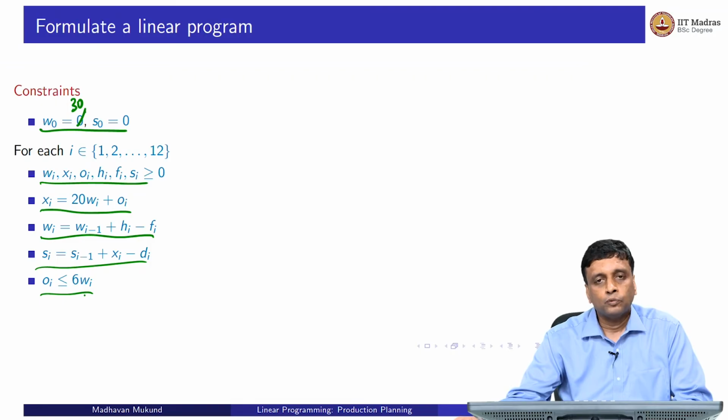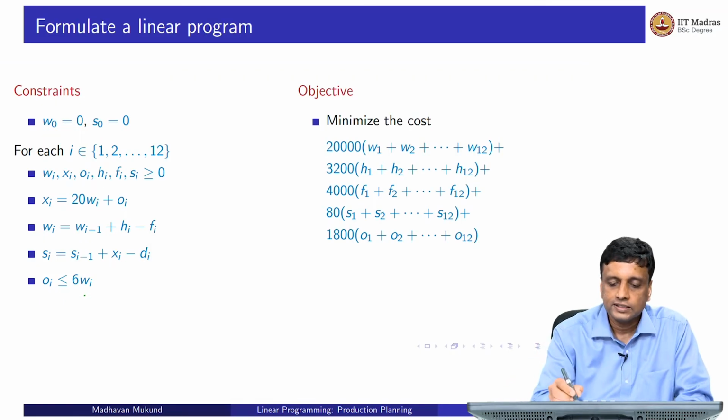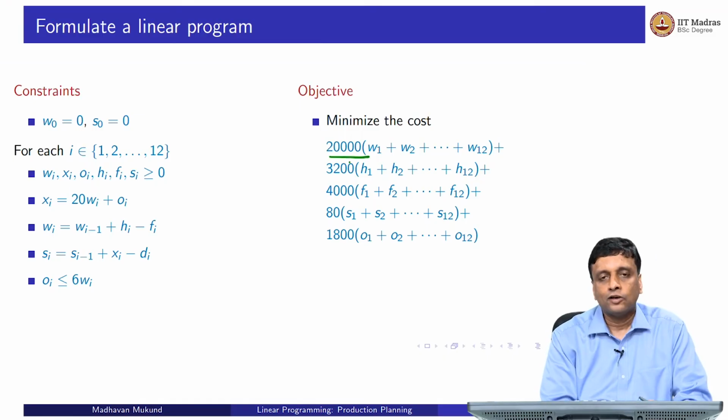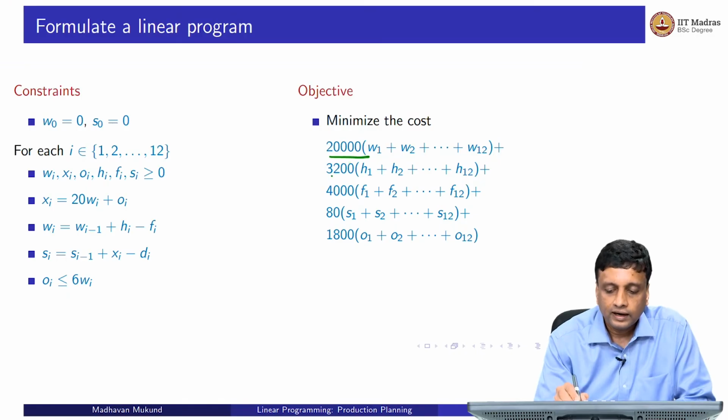So now the objective function is to minimize the costs. So I have these different costs, right. So this is the salary cost. So the salary cost for the year is 20,000 times the number of workers in each month. So 20,000 times W1 is my salary cost for January, and so 20,000 times W12 is my salary cost for December. Then I have a hiring cost.